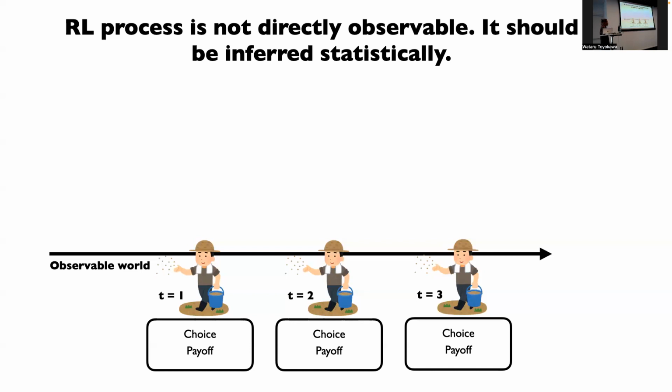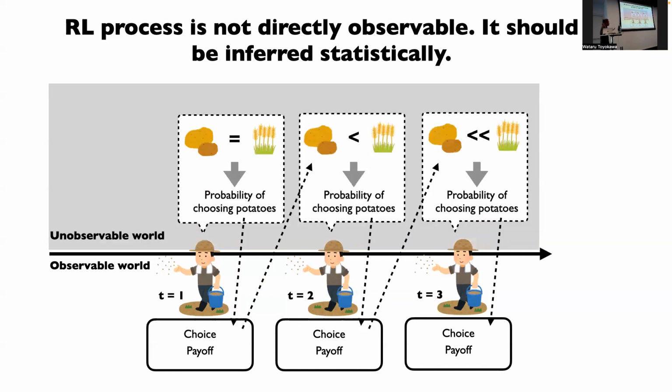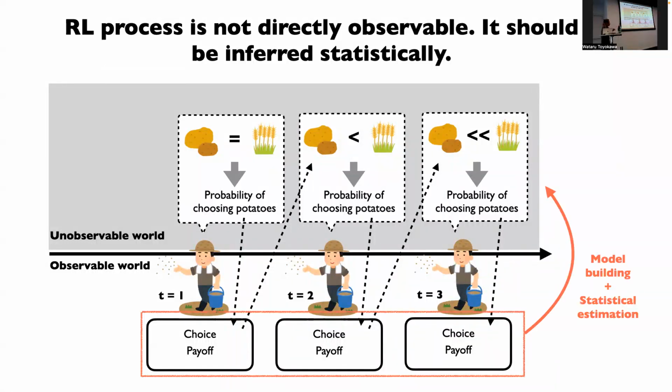But we can explicitly assume that there's some process going on in the unobservable world. So there is a belief update, and then this belief generates the choice behavior. This is what we are interested in, and it is modeled through reinforcement learning. We can study it through model fitting or simulations, and we can estimate it from the choice and payoff data.